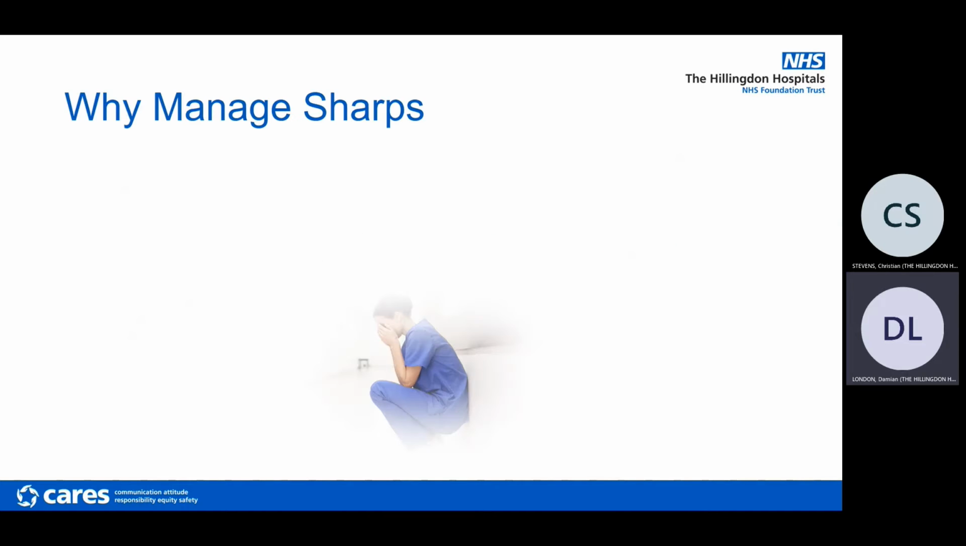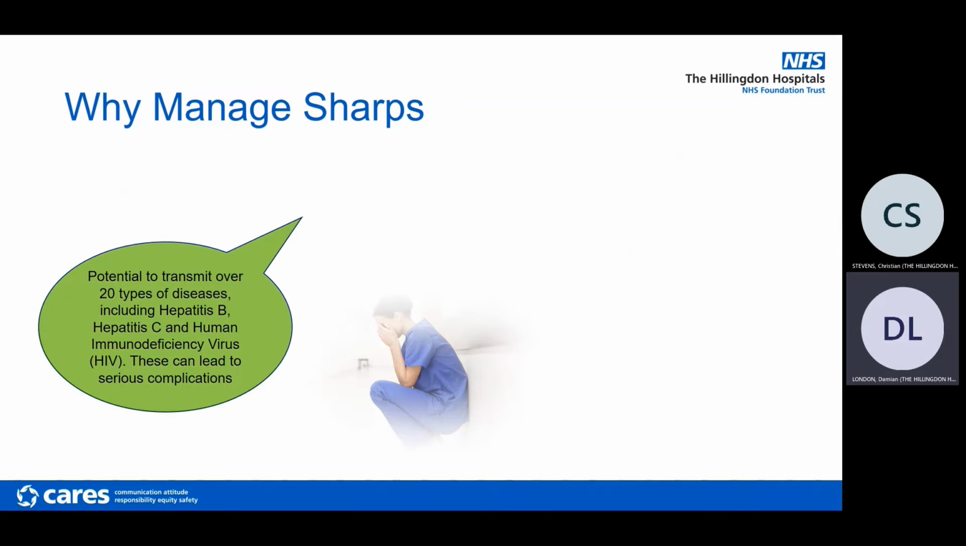So why do we need to manage sharps? Well, potentially there are over 20 types of diseases that could be transmitted as a result of sharps injuries. The ones that are always in the headlines are hepatitis B, hepatitis C, and HIV. And of course, these can lead to serious complications.